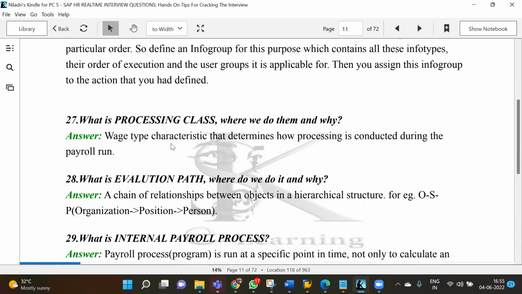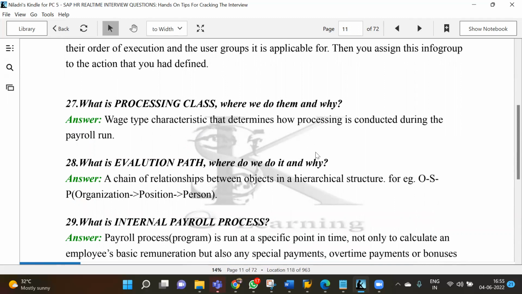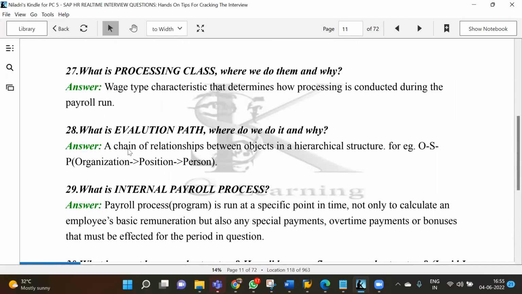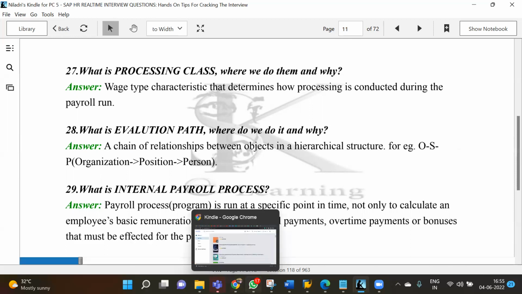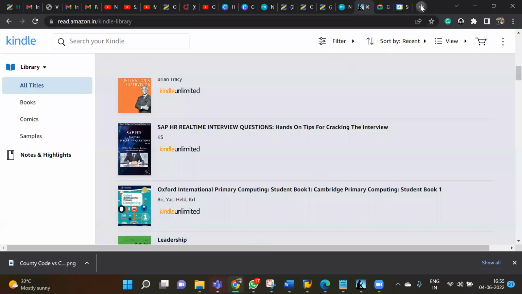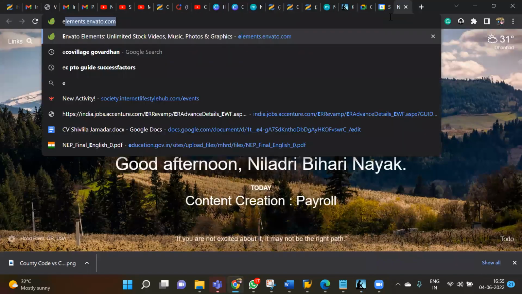Okay, so this is again a payroll question. You can answer that accordingly. Then next is, what is evaluation path? Where do you use it and why do you use it? Right, there is also a nice blog on SAP Press blog, which you can refer to. So I will just use that evaluation path.